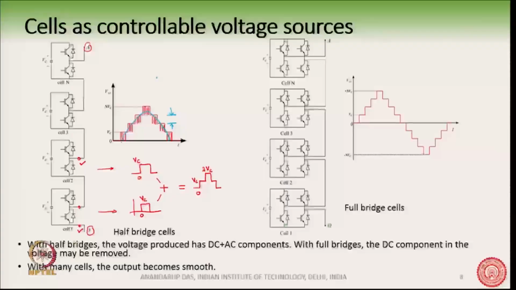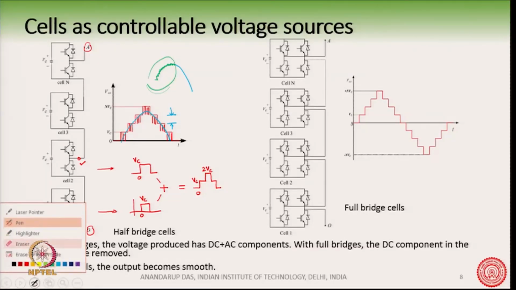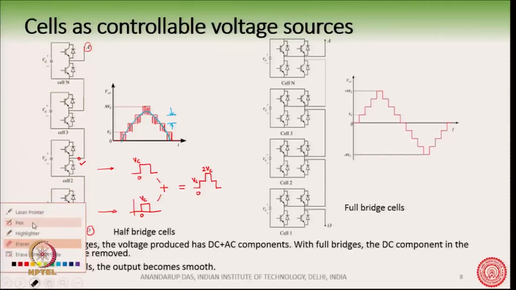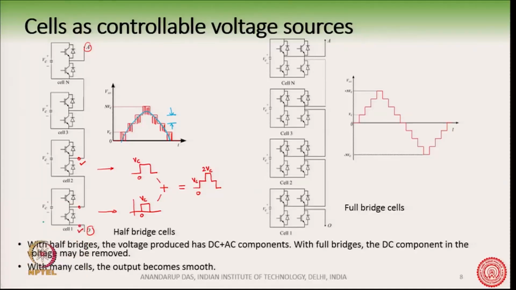Suppose this is the sine wave. With a large value of n, we are actually very close to a perfect sine wave, as you can see here. A very nice quality of sine wave can be produced if n is very large. So, this is one of the advantages of the converter.